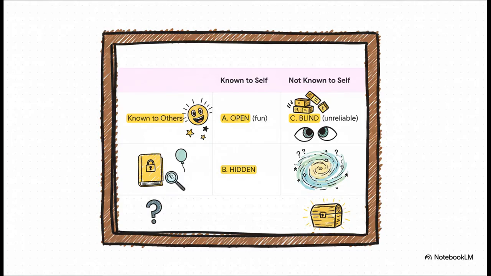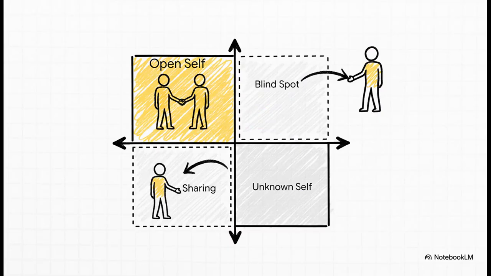And this is kind of what a finished window might look like. See? An adjective that both you and your friends chose, like fun, that goes right into the open self. Something only you chose? Well, that's in your hidden self. And an adjective that only your friends chose, something like reliable? Well, that one lands squarely in your blind spot. And any adjectives that nobody chose at all? That's the unknown.